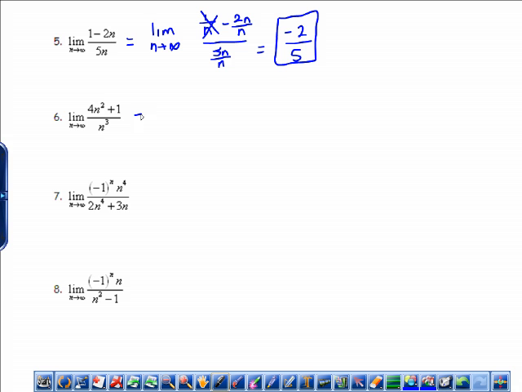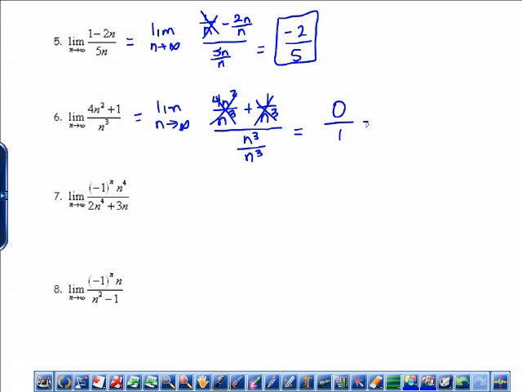Number 6 is a little bit different. Again, let's just use the same strategy and then decide what's happening. Here you would be dividing by n cubed. It's always going to be the largest exponent of n. If you don't use the largest, you're just going to get stuck and not be able to figure out your answer. In this problem, both things in the numerator cancel out. So the limit of the numerator is 0, and of the denominator is 1, 0 over 1 being 0.